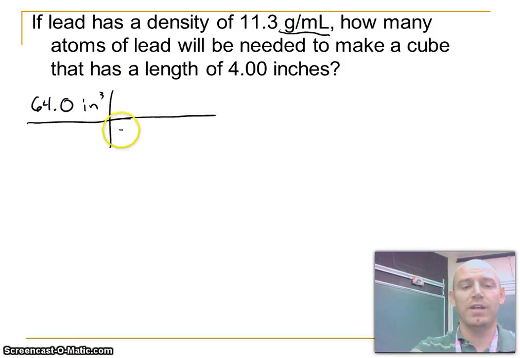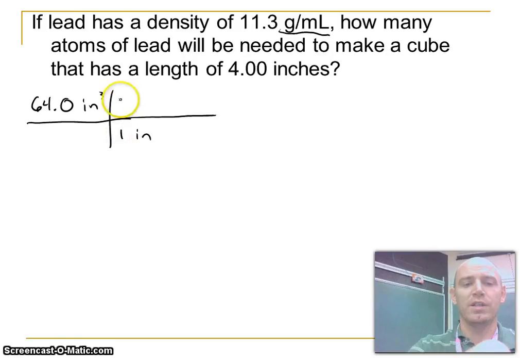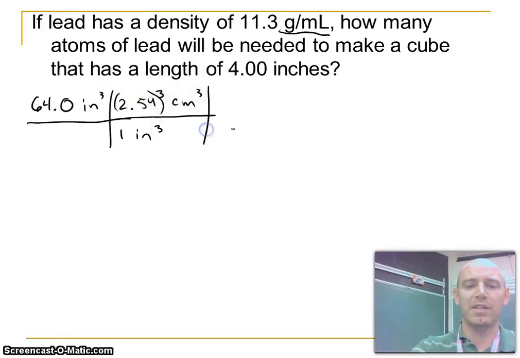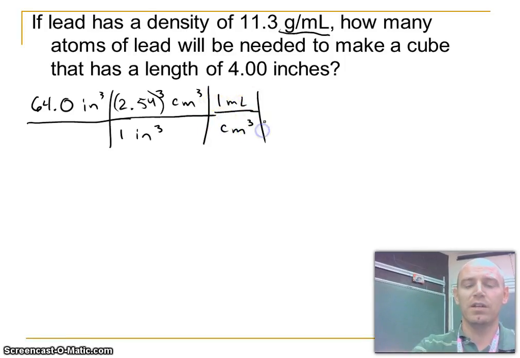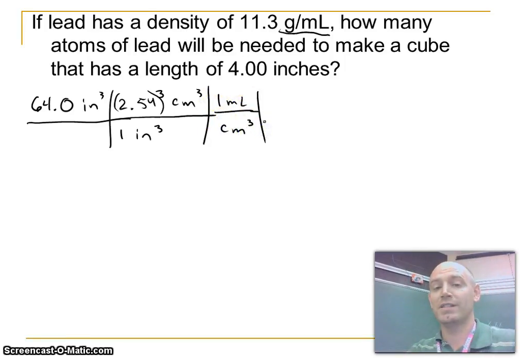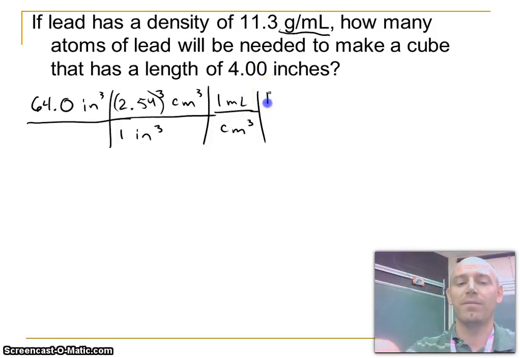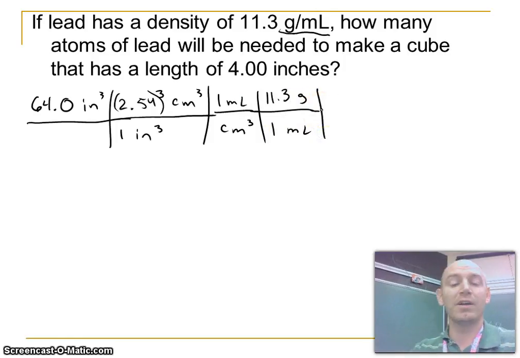All right? And I want to get from inches cubed to milliliters, so I'm going to do that the old-fashioned way. For every 1 inch, there are 2.54 centimeters. And if I cube inches, I also have to cube the 2.54. That's going to give me centimeters cubed. And there's 1 milliliter for every centimeter cubed. So now I'm in milliliters, so I can use my density, 11.3 grams per 1 milliliter. And now I'm in grams.